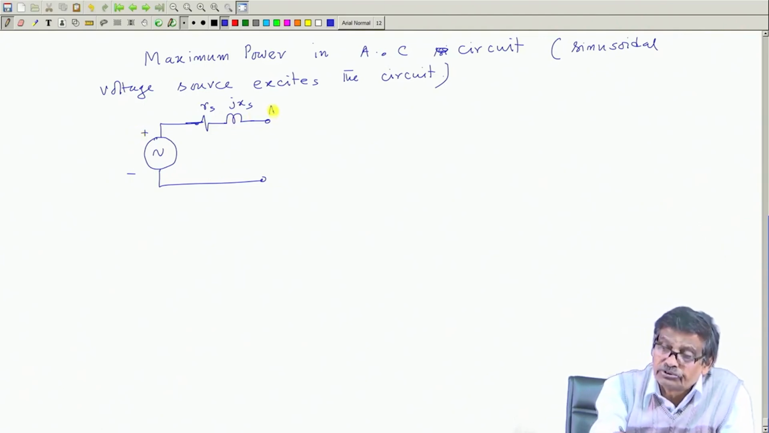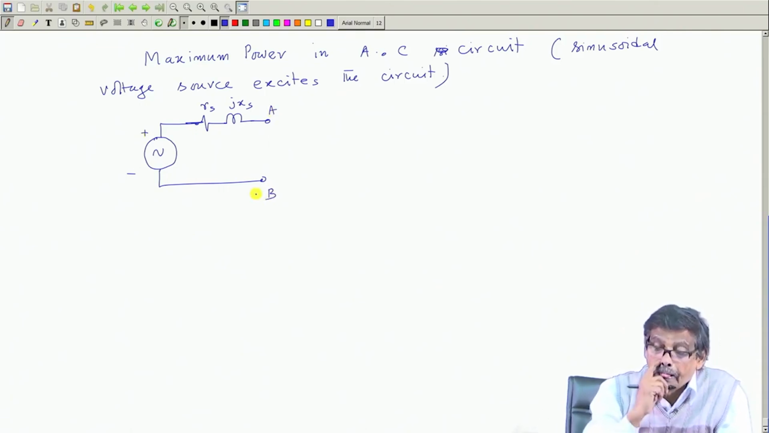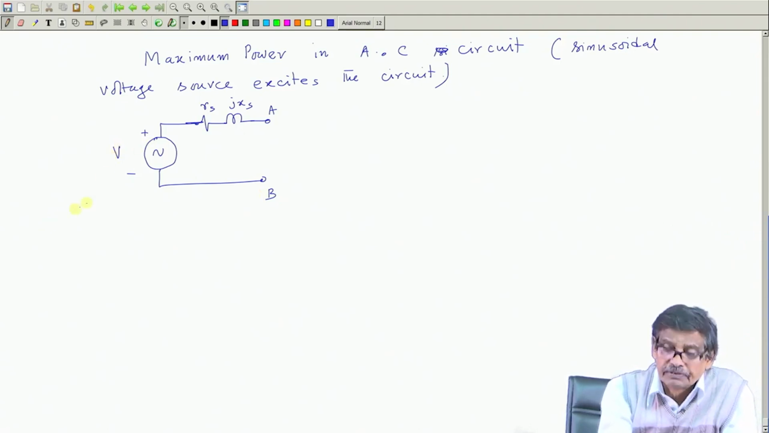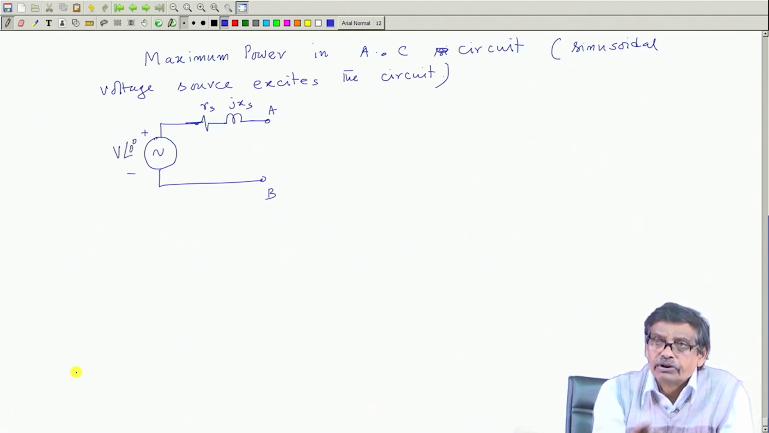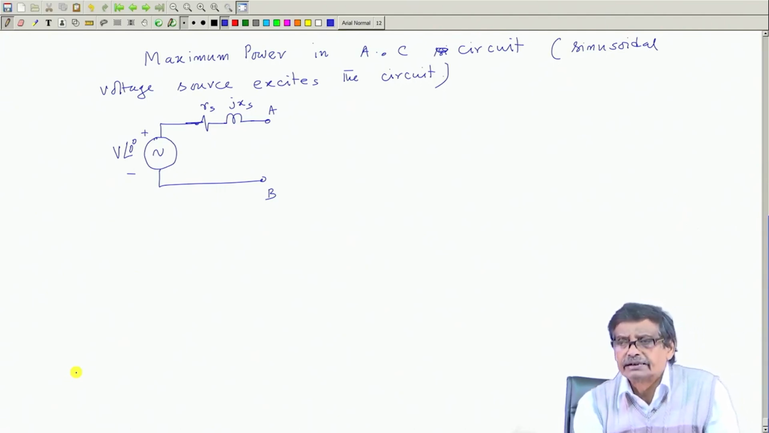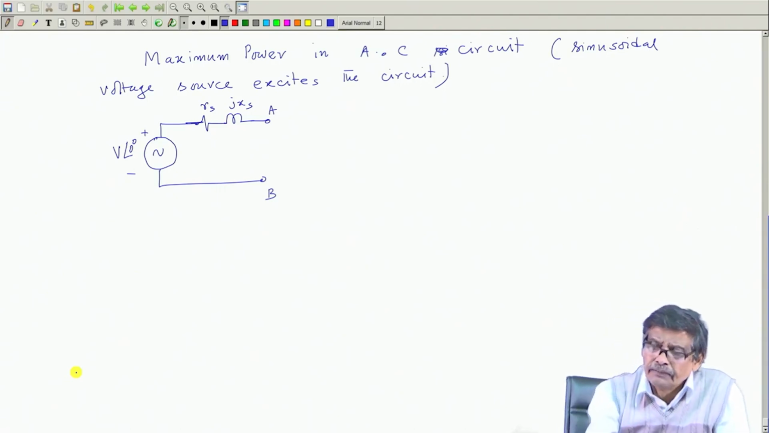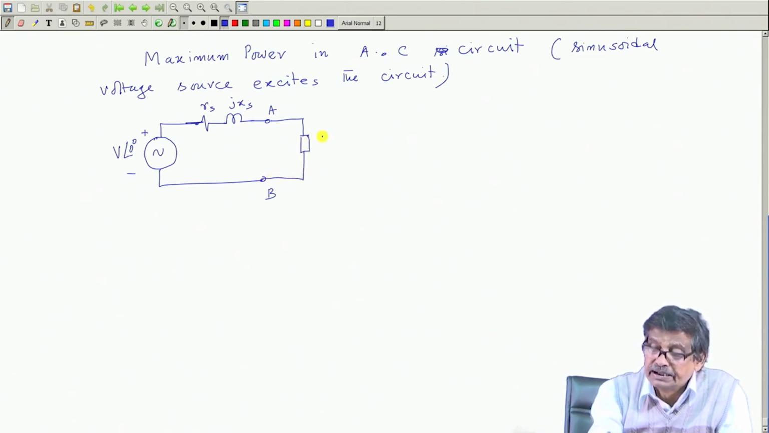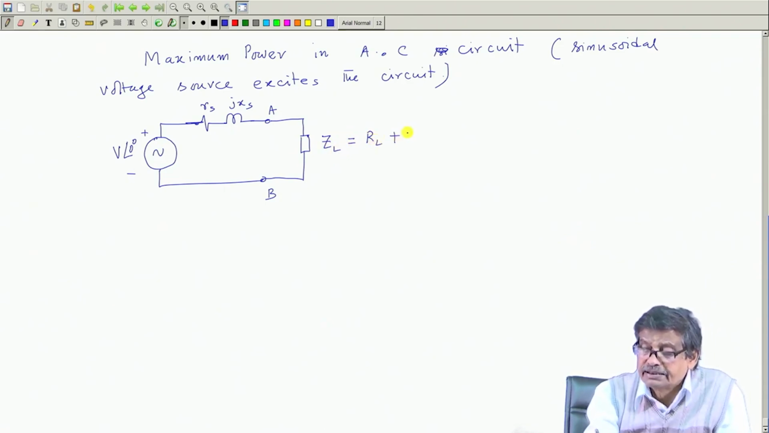So, these are the source terminals A and B, and here is a fixed voltage with RMS value, suppose V, say V angle 0 degree, is the voltage applied. It is an AC source, so I will apply phasors, and I am considering the circuit is operating at steady state. Now, here I will connect an impedance ZL, which will have once again two components, RL plus jXL.